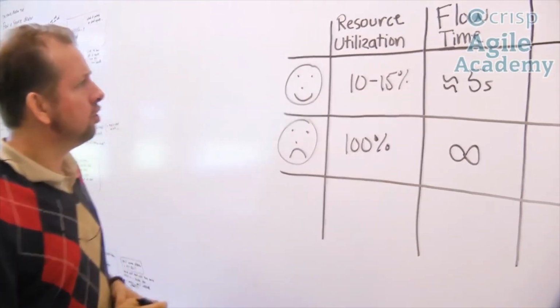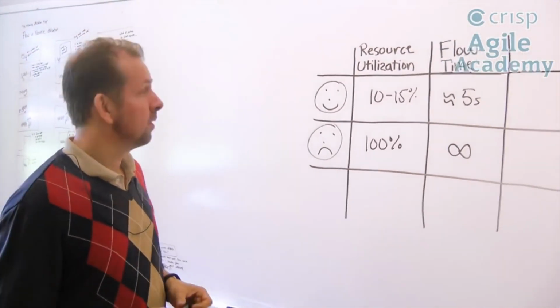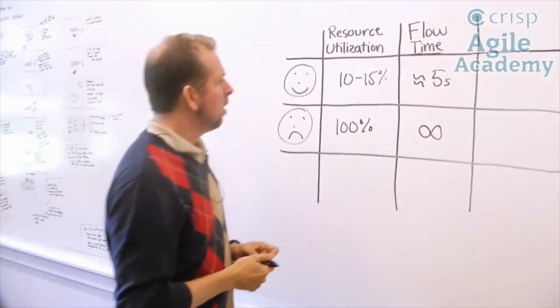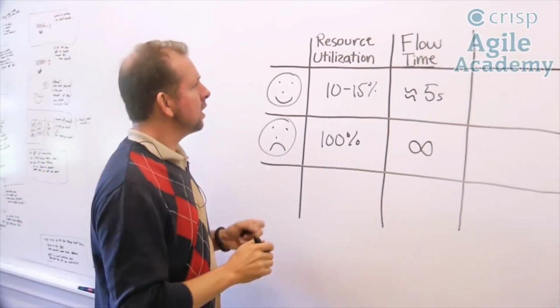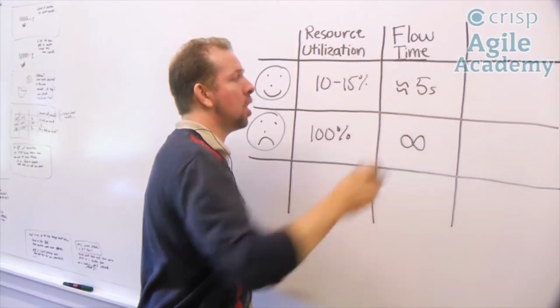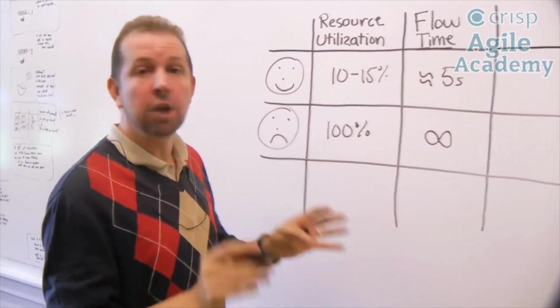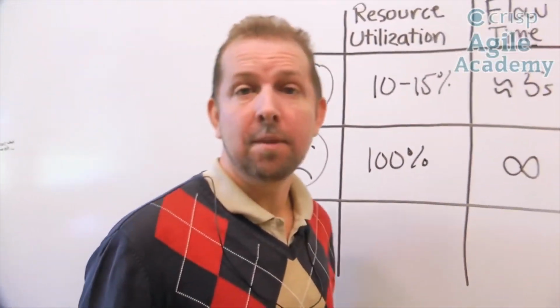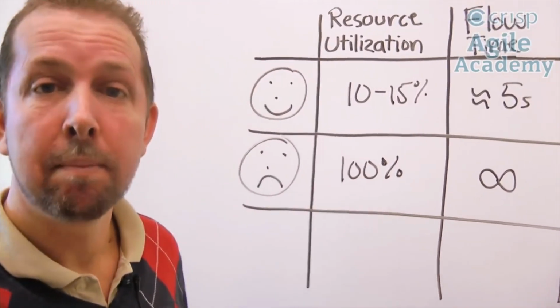So what does this mean? We should just ignore resource utilization and only focus on this? Well, not really. It is actually okay to tweak resource utilization, but after we've established our optimum flow. So we're going to look at that. And a really good technique for doing that is called pull. So let's have a look at pull.